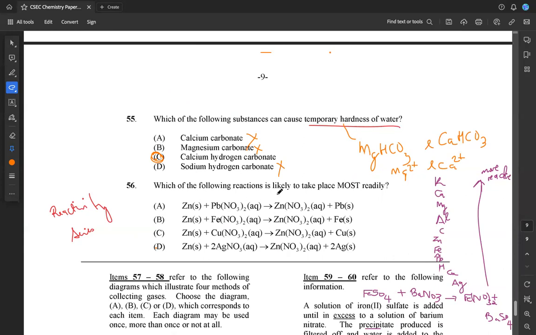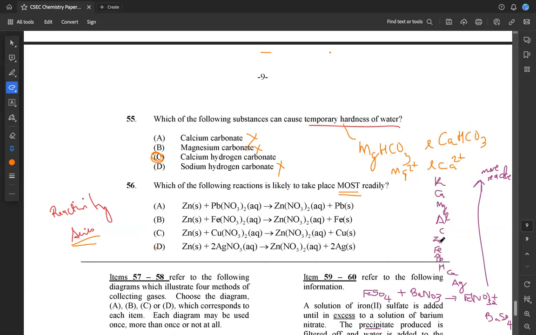56 says, which of the following reactions is likely to take place most readily, right? So again, when we see these reactions that involve all these different metals, right away, we have to pull out our reactivity series, right? Because our reactivity series is going to tell us out of all of these metals. So we have zinc and we have a nitrate of another metal that's in that same reactivity series. So if we have zinc, which one of these is going to take place most readily? Which one of these metals is furthest away from zinc, assuming that zinc is above it, right?